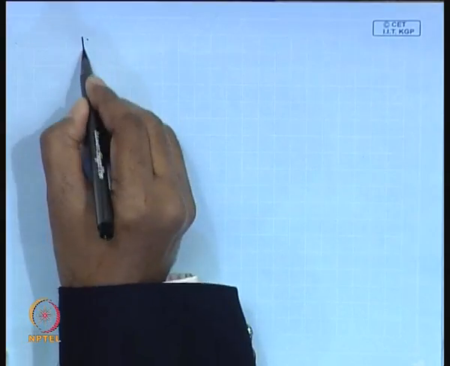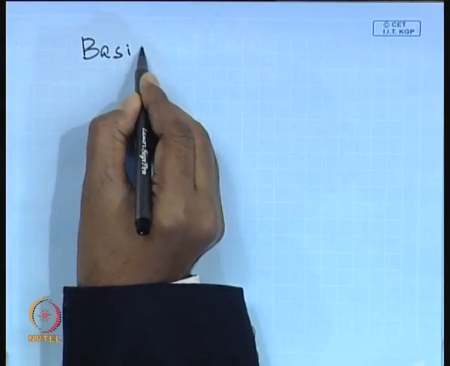Now, let us look into the basic forces of transport. That means, if there is a flux, there is a driving force. Unless there is a driving force, you cannot have flux of any material. Flux means volumetric flow rate per unit cross sectional area normal to it. So, let us look into the various basic forces of transport through the membrane phase.